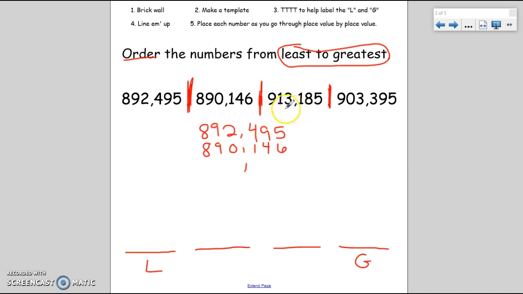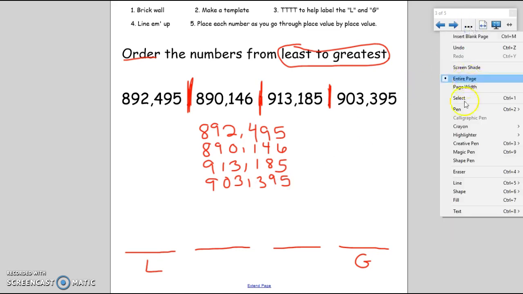So I'm going to throw my comma in here. I have 913,185. And thanks for bearing with me here. I just have one more. It is 903,395. Okay, I'm going to go ahead and change the color of my marker so you can see my work a little bit better.